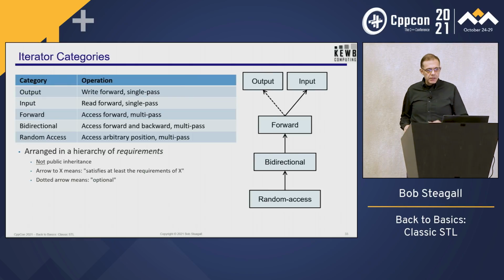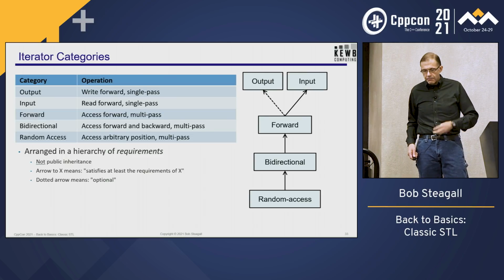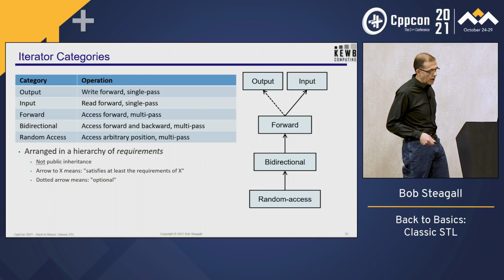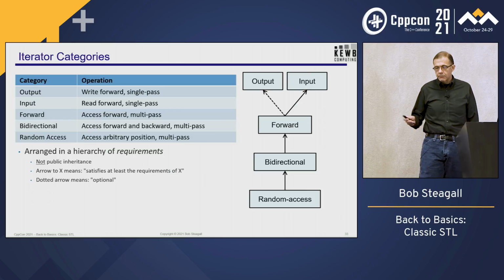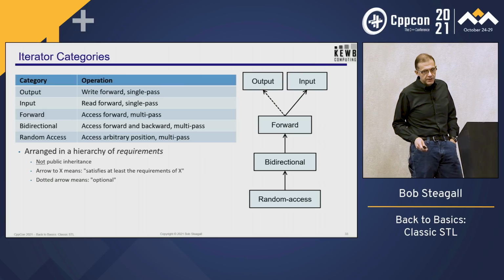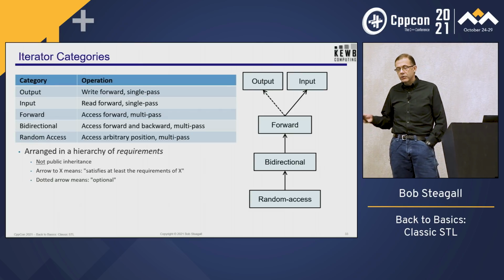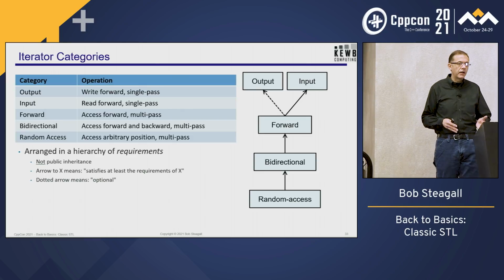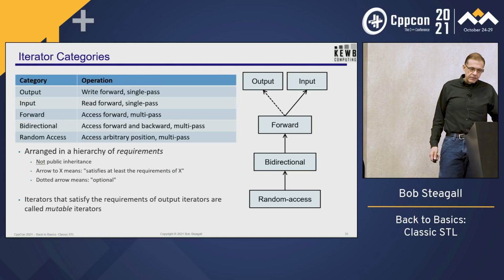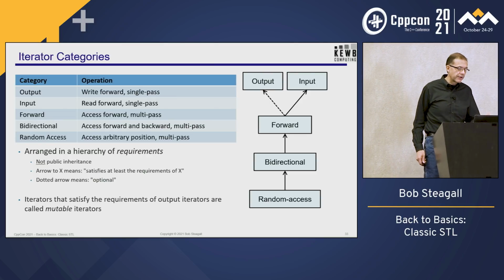And as I mentioned before, these are arranged in a hierarchy of requirements, not public inheritance. An arrow to X means this thing, bidirectional, satisfies at least the requirements of forward and more. The dotted arrow in the diagrams means optional. All of the iterators on the right, input, forward, bidirectional, and random access, provide read access. Forward, bidirectional, and random access iterators that allow you to write also implement the interface of output iterators. Since input iterators are read-only, they cannot and do not implement the interface of output iterators, which are write-only. And finally, you may hear the term mutable iterators, and mutable just means this iterator satisfies the interface for output iterators.